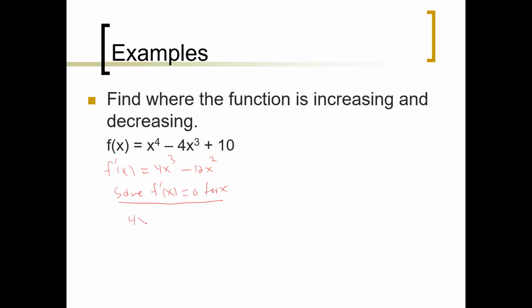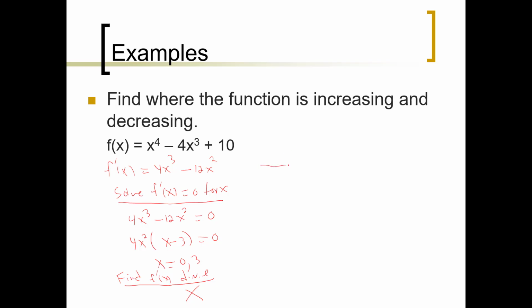That would mean then 4x cubed minus 12x squared would equal 0. That means then that 4x squared times (x minus 3) is 0, and that means x is either 0 or 3. You should also find where the derivative does not exist, but the derivative is just a polynomial, so it always exists. I'll just skip that step.